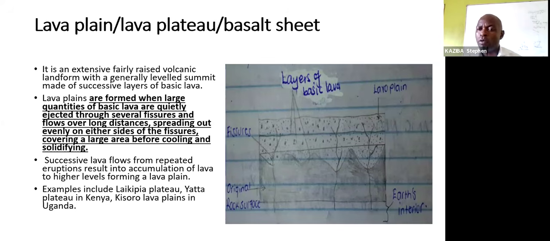So it doesn't happen once. The eruption can take place and the first layer is formed, then another eruption happens and another layer is formed. That's why we say successive lava flows from repeated eruptions result in accumulation of lava to higher levels, forming a lava plain. Then you give examples, then you illustrate.